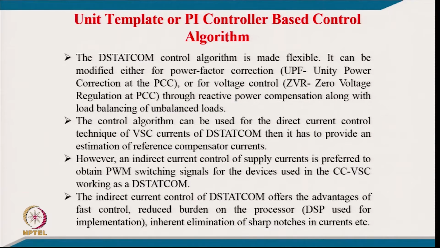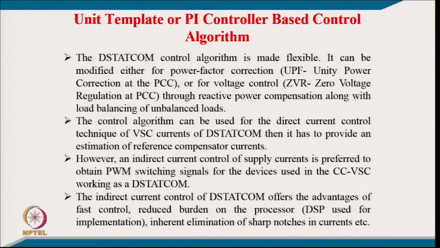the similar manner. So, the control algorithm can be used for the direct current control technique of a voltage source converter implemented as a D-STATCOM, and then it has to provide an estimation of the reference compensator current. This means we have to calculate the reference current of the compensator or VSC current and then we implement the current controller. However, an indirect current control of supply current is preferred to obtain pendulum switching for the devices used in the current controlled voltage source converter working as a D-STATCOM.